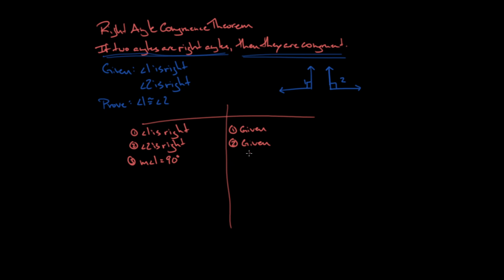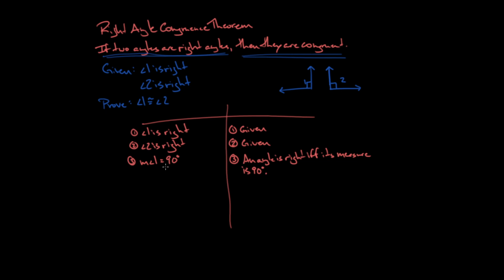How do I know that? Well, it's because angle 1 is a right angle. So it's my definition of being a right angle. So I'm going to use a definition here for my reason. Of course, it's going to be in biconditional form. So an angle is right if and only if its measure is 90 degrees, period.